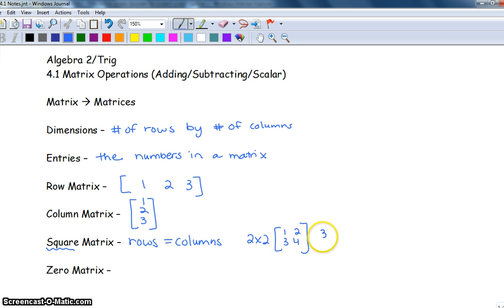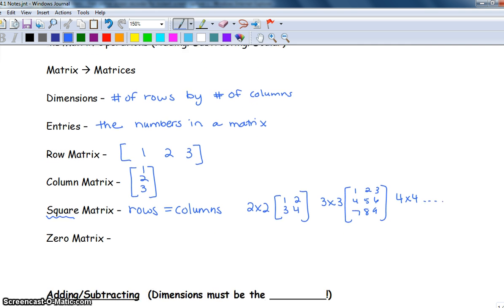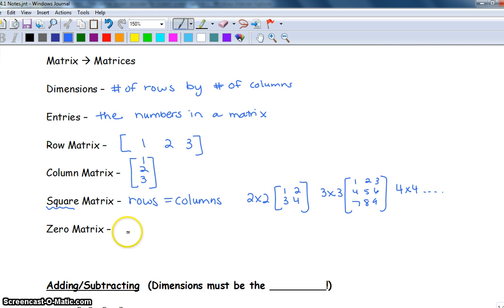You could have a 3 by 3. So I've got 3 rows and I've got 3 columns. And so forth, a 4 by 4, a 5 by 5, and that continues on, just as long as the number of rows and the number of columns is the same thing. And if you have a 0 matrix, that is when all entries equal 0.